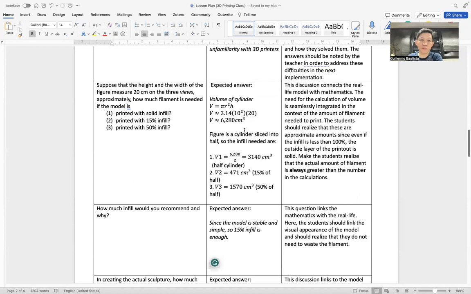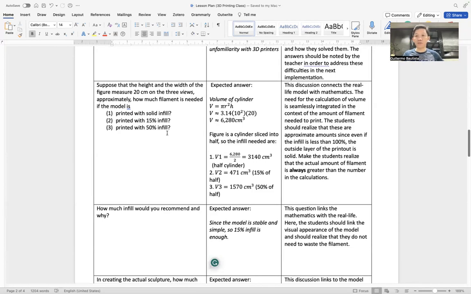All right, so here suppose the height and the width of the cylinder measure 20 centimeters. So the original figure was 20 feet, right? But here we are reducing it to 20 centimeters because we want to relate it to 3D printing. And approximately how much filament is needed if the model is printed with solid infill, printed with 15% infill, and printed with 50% infill? Solid means 100%.